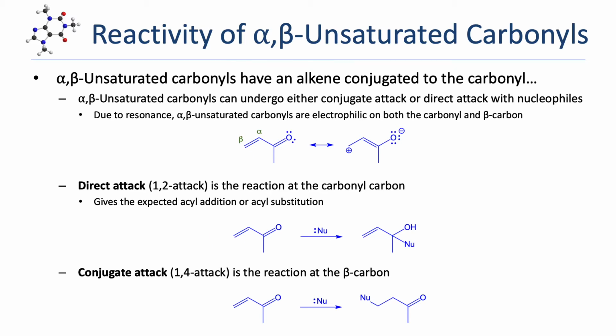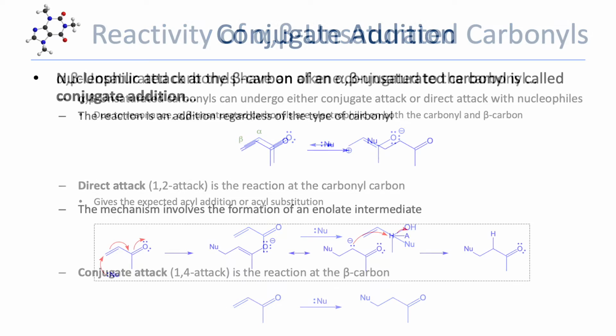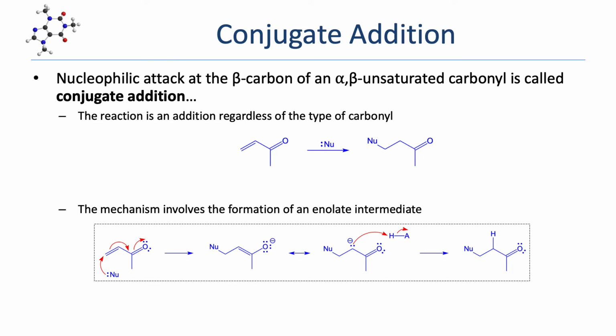Nucleophilic attack at the beta carbon is considered conjugate attack, or 1-4 attack. The example here shows an alpha-beta unsaturated ketone undergoing conjugate attack with a nucleophile. The nucleophile is added across the alkene pi bond. The carbonyl remains unchanged. Nucleophilic attack at the beta carbon of an alpha-beta unsaturated carbonyl is called conjugate addition. It's important to note that the reaction will be an addition regardless of the type of carbonyl. In the example, we see that NuH has been added across the alkene pi bond.